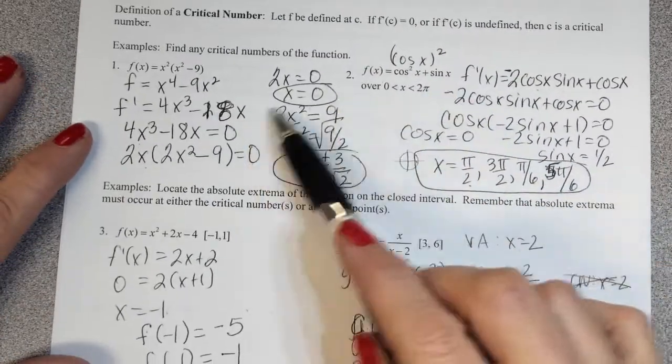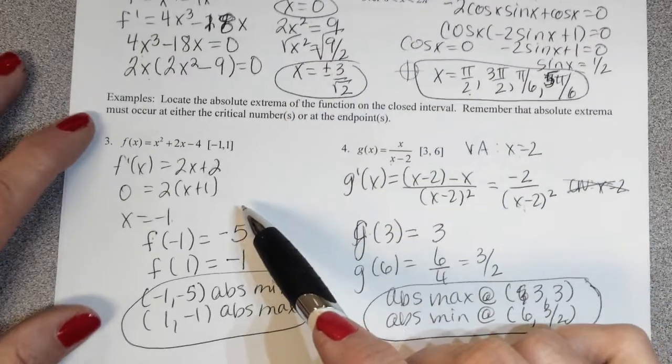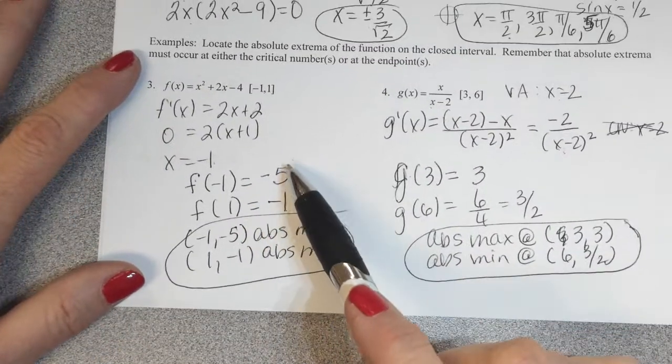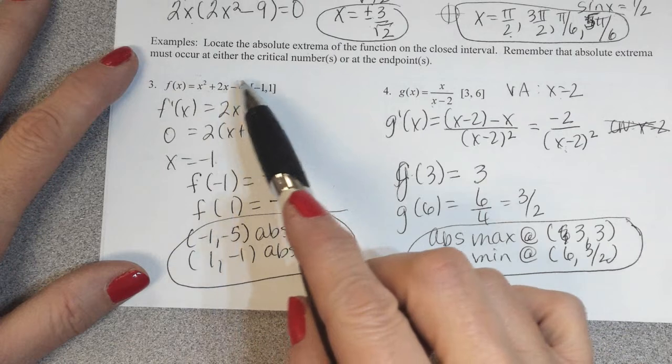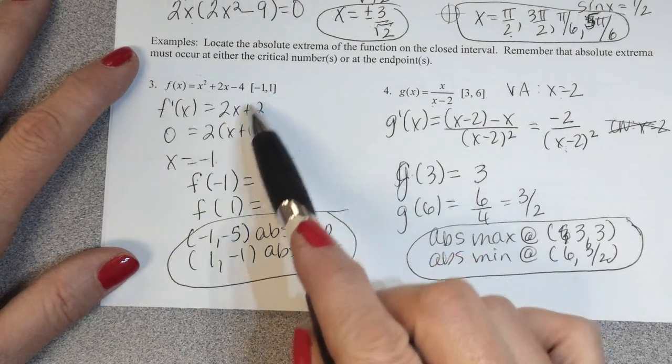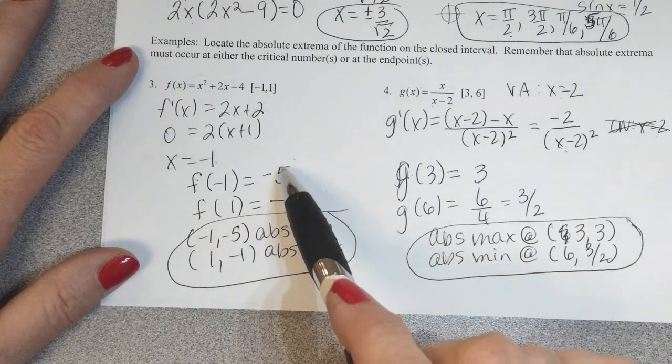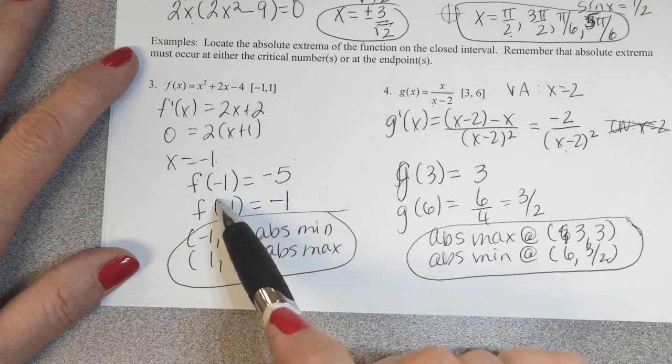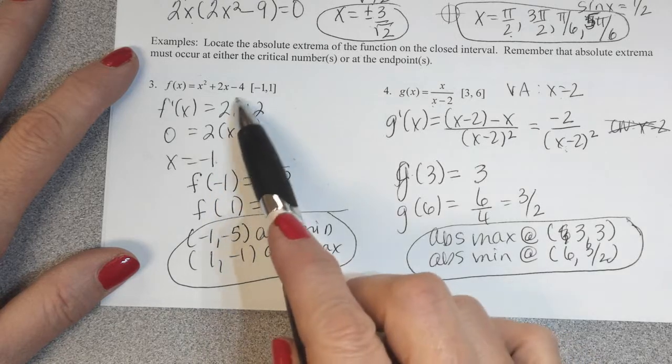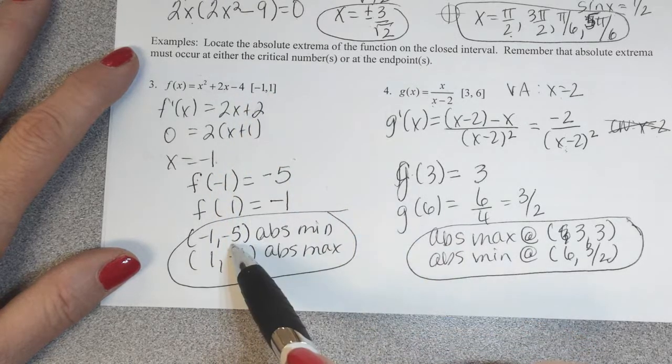So after we found those critical numbers, then we took it even a step further. We said when we're finding the absolute extrema, those can occur at either the endpoints or the critical numbers. And it just so happened on these that we really didn't have many critical numbers to check. We just had to check those endpoints.